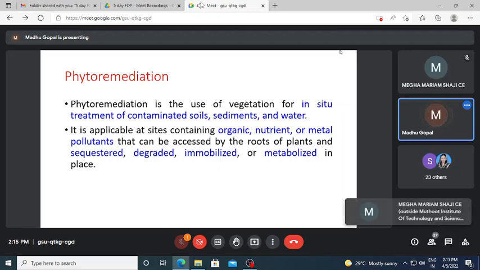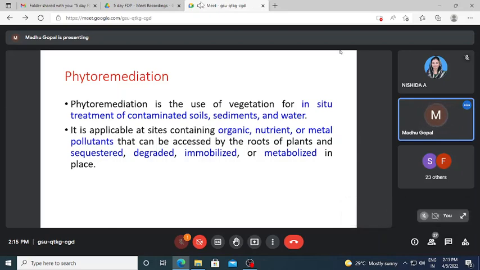When we go for vegetation, the roots of the plants have a unique ability to absorb these materials from soil. They access these contaminants found in soil, then they sequester them. Some kind of degradation or some kind of transformation, all those processes can take place. Sequestration, then it may be degraded, immobilized, or even metabolized in the system. The plants may detoxify these materials and use them as a source of food. They will get metabolized in the plant system.